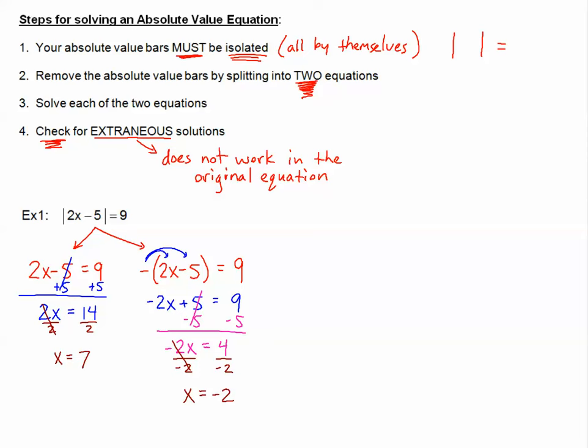I should always mentally check to make sure that they work. So if I plug a 7 into the original equation, 2 times 7 is 14. 14 minus 5 is 9, and the absolute value of 9 is equal to 9. So I know that that one works. Plug in the negative 2. Let's see if that one works. 2 times negative 2 is negative 4. Negative 4 minus 5 is negative 9. The absolute value of negative 9 is still positive 9. Remember, absolute value is the measure of a number's distance from 0 on the number line. So they both work. And that's how you solve an absolute value equation algebraically.